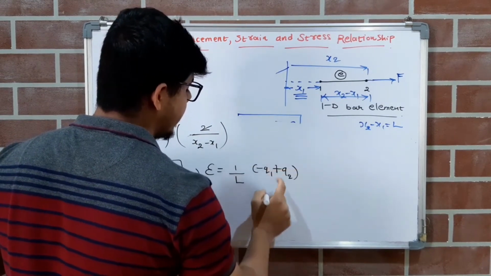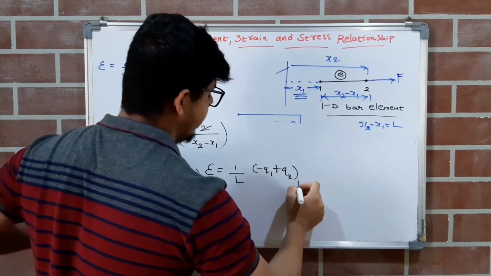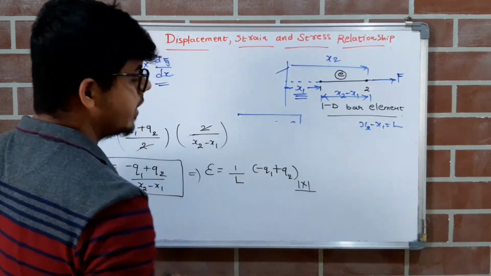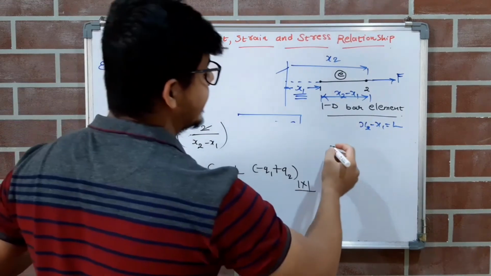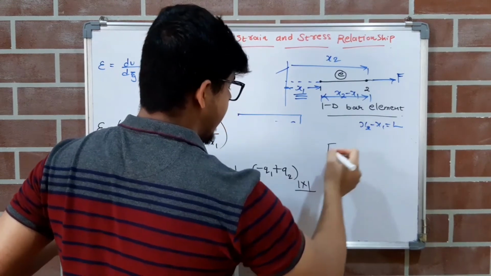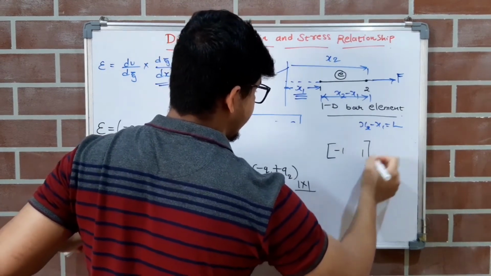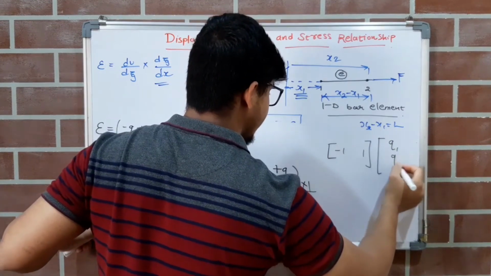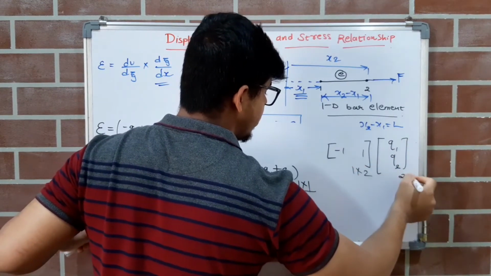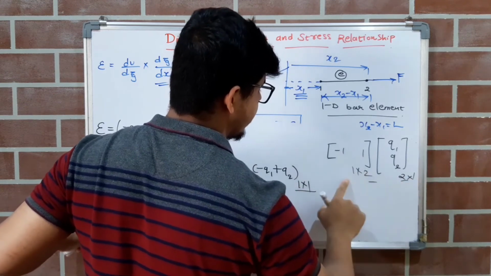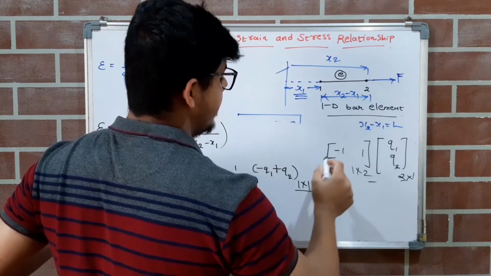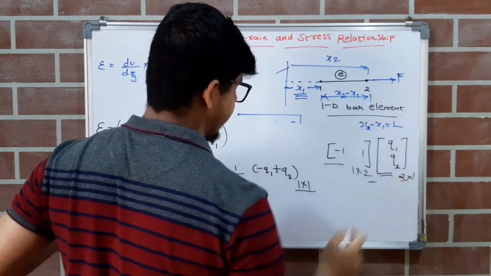So how can we represent this term in matrix form? It is a 1 cross 1 matrix. So we want to bring a 1 cross 1 matrix here. How can we get a 1 cross 1 matrix? By multiplying a row matrix with a column matrix. So observe here, I am keeping minus 1 1 here and q1 q2 here, right? This is the row matrix of order 1 cross 2, and this is 2 cross 1. So we are getting 1 cross 1 after multiplication. This is how we can get a 1 cross 1 matrix, by multiplying a row matrix with a column matrix.